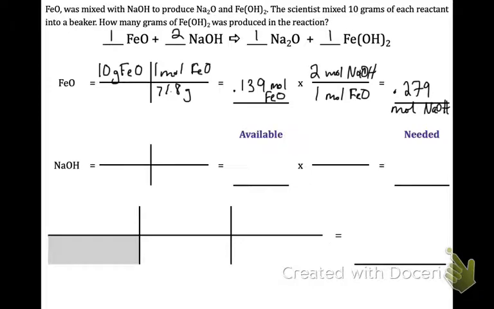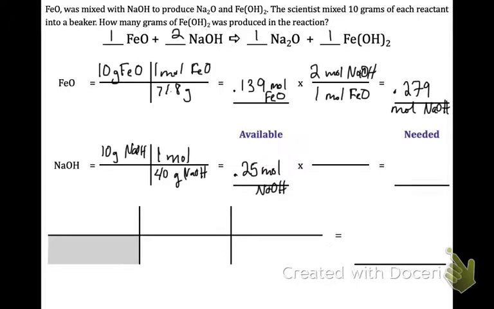I'm going to go ahead and take 10 grams of sodium hydroxide, convert that into moles. There are 40 grams of sodium hydroxide in 1 mole. That's equal to 0.25 moles of sodium hydroxide.